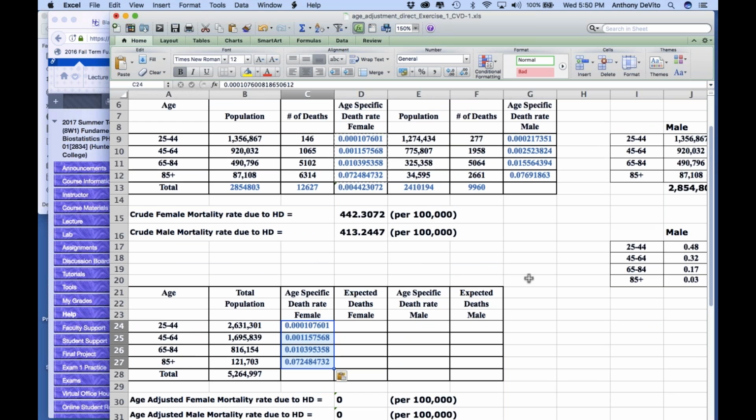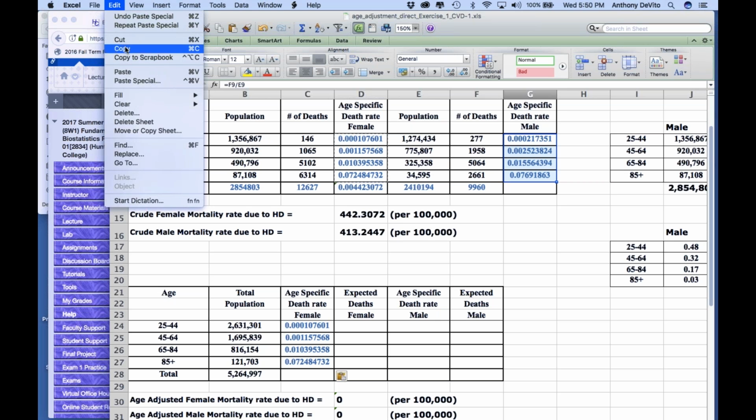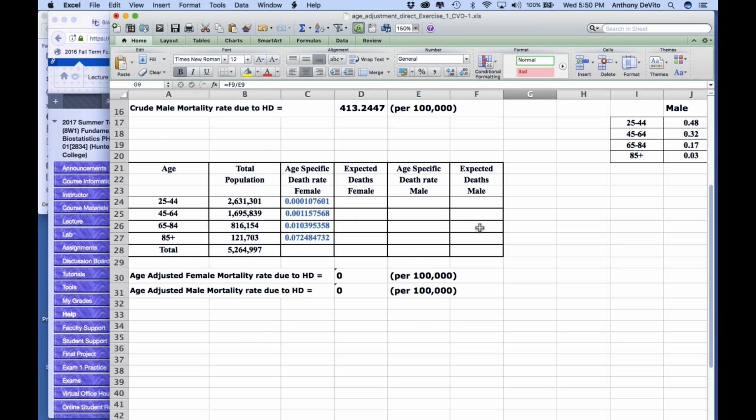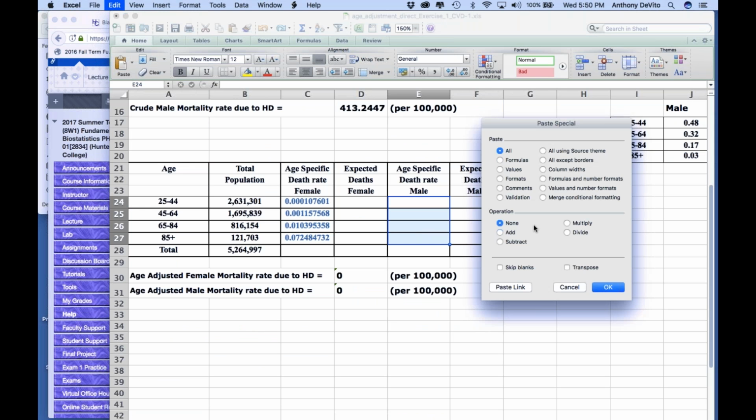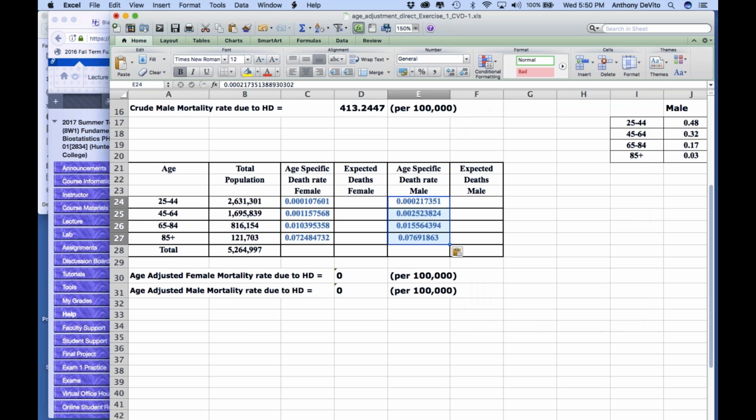I'm going to do the same thing for males. Let's take a look at the age-specific death rate for males for each of those 4 groups. Copy. I'm going to go down here for males and say edit, paste special, and save just the values. Okay, so I've got them transferred down there.